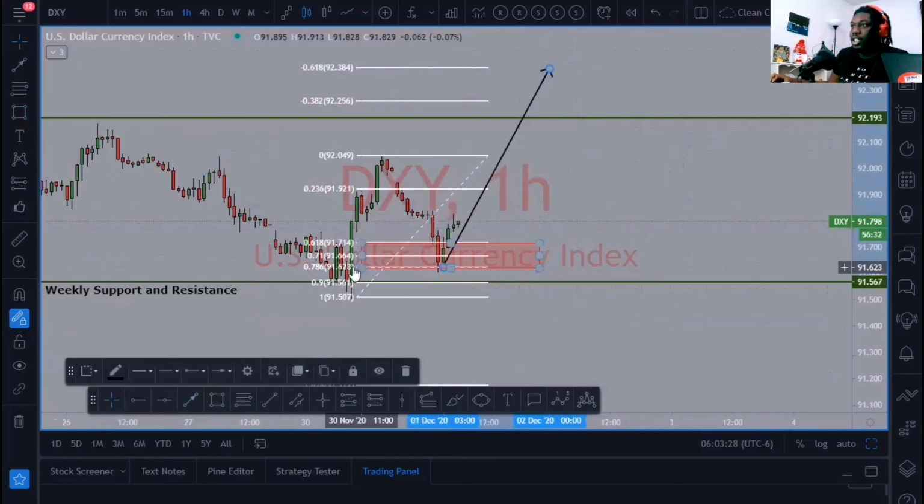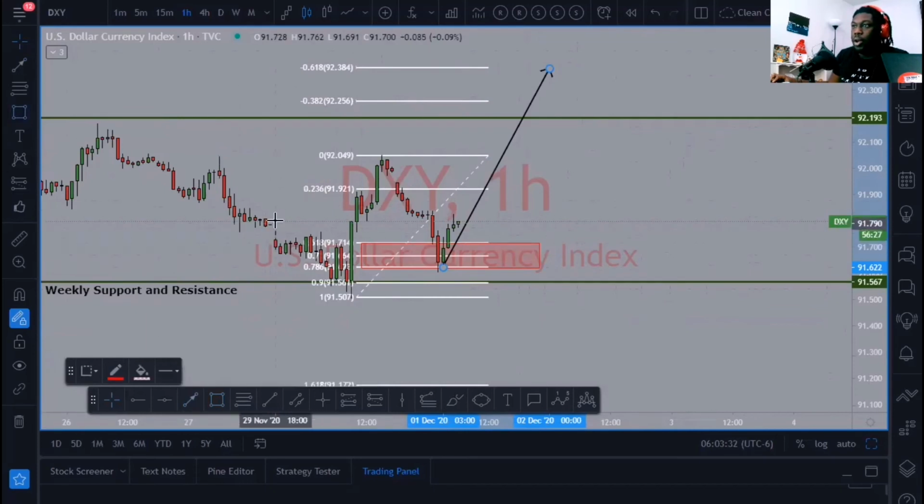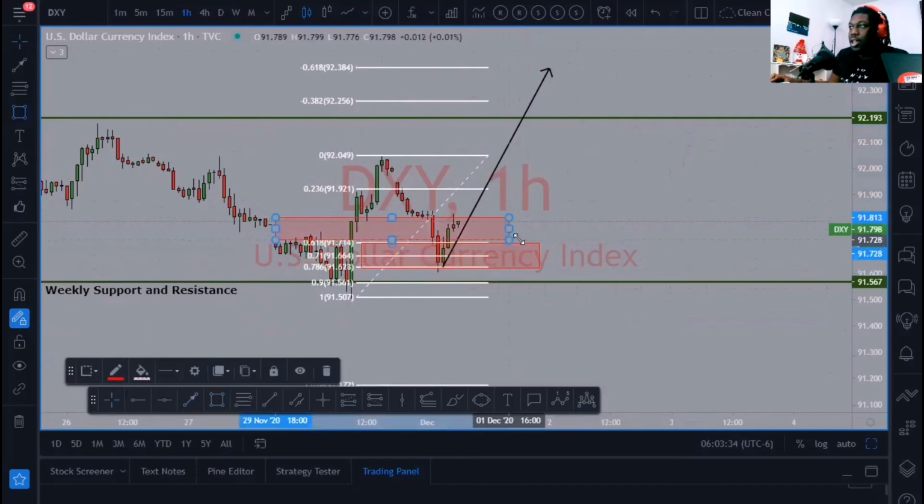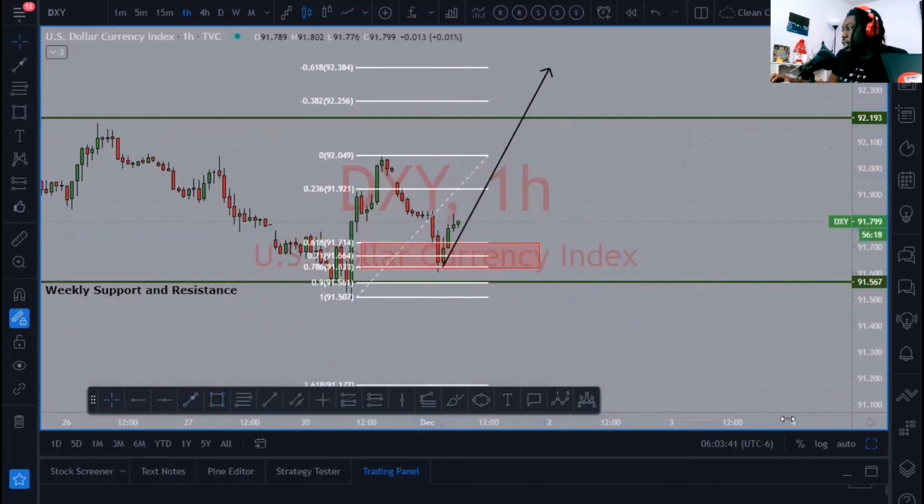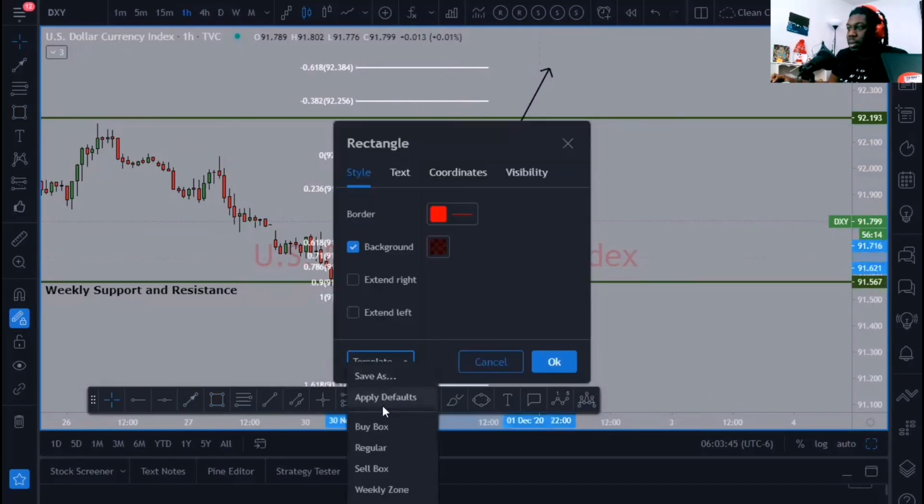And the DXY, we had this broken structure right here that it broke on the smaller time frame, and so now it's retesting, I'm expecting it to go to the upside. So that is what I'm looking at for the DXY. Let me put this as a buy box.